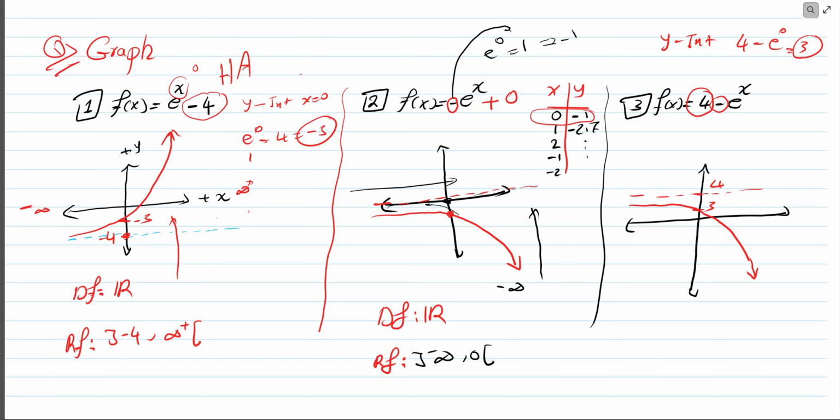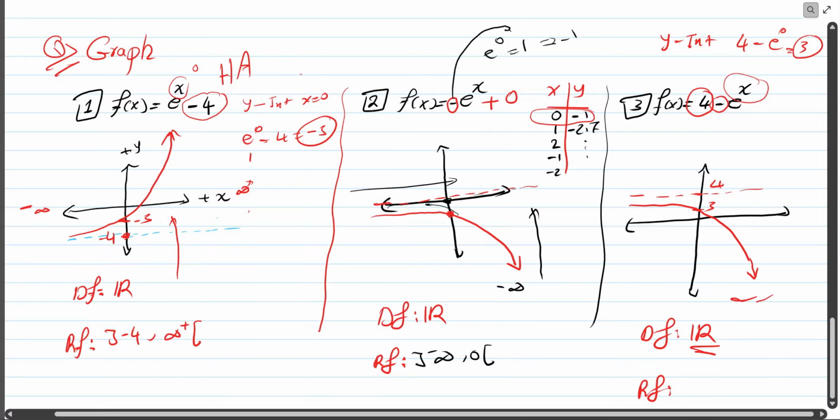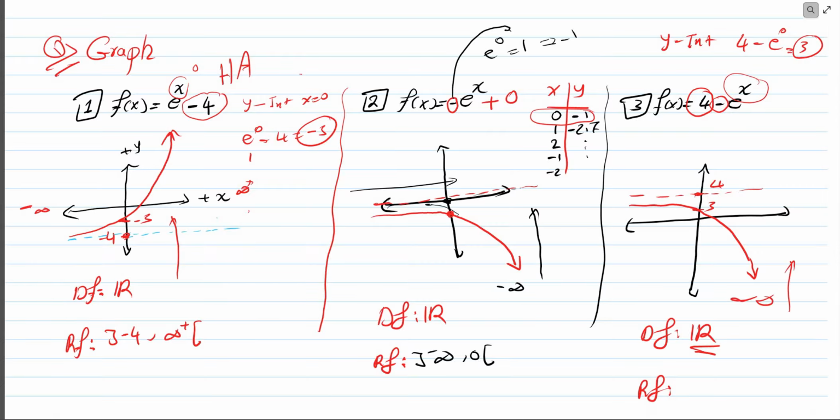So the domain here, again, is all real numbers, because we have no problem with x values. We can substitute every value for this one. But for the range, it's starting from negative infinity till 4, and 4 is not included. So from negative infinity until 4.